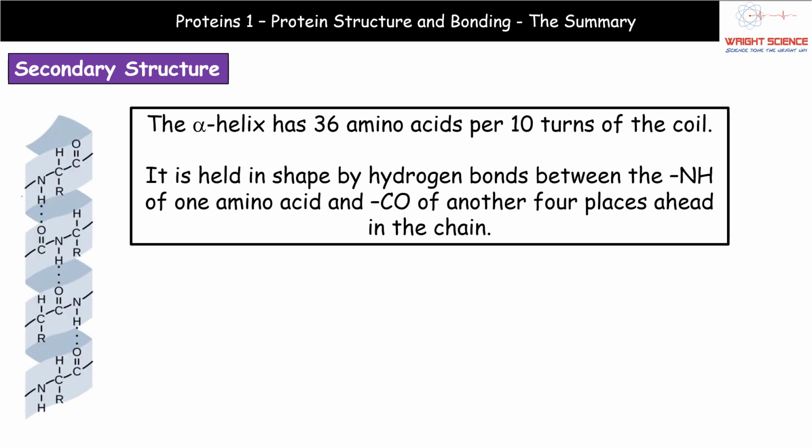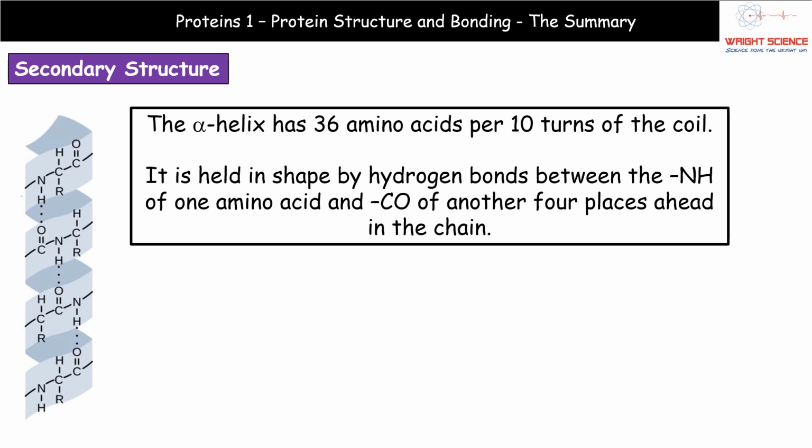Let's have a little look at the alpha helix in a bit more detail then. We can see a little diagram of it on the left hand side, or at least a section of the alpha helix there. And what we find is that each 10 turns of our alpha helix, of that coil, is actually going to contain 36 amino acids. So 3.6 amino acids per turn. Far easier just to think of it as 36 per 10 turns of the coil.